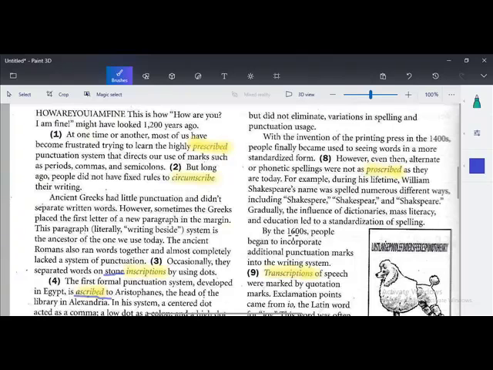By the 1600s, people began to incorporate additional punctuation marks into the writing system. Transcriptions of speech were marked by quotation marks. Transcription of speech, something we say and we write it down. I need to check these two words.